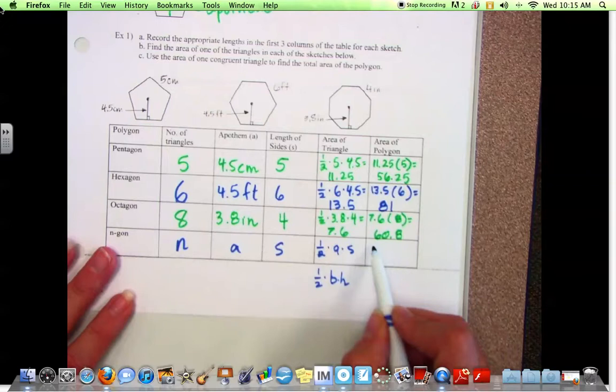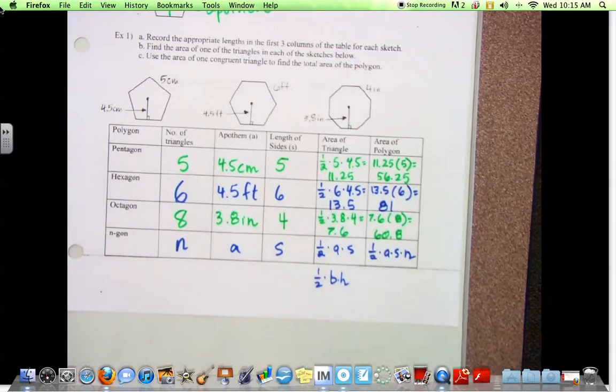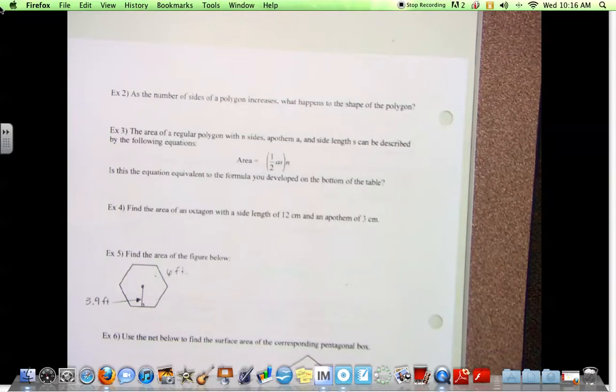Now, for the area of the polygon, what else do we have to multiply by? Number of sides. Very good. So now we have the formula 1/2 times A times S times N. Boys, as the number of sides of a polygon increases, what happens to the shape of a polygon? It gets more like a circle. Very nice.